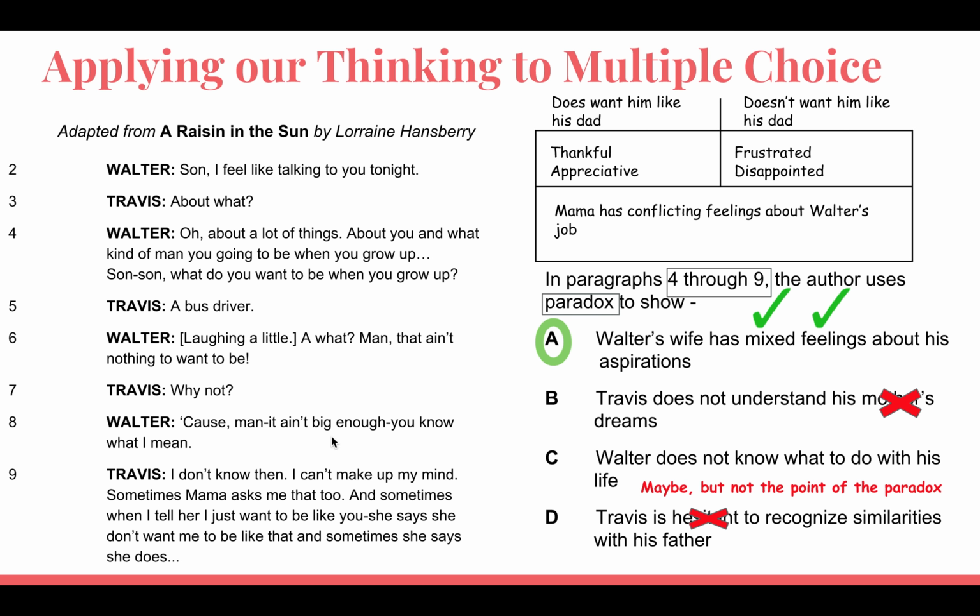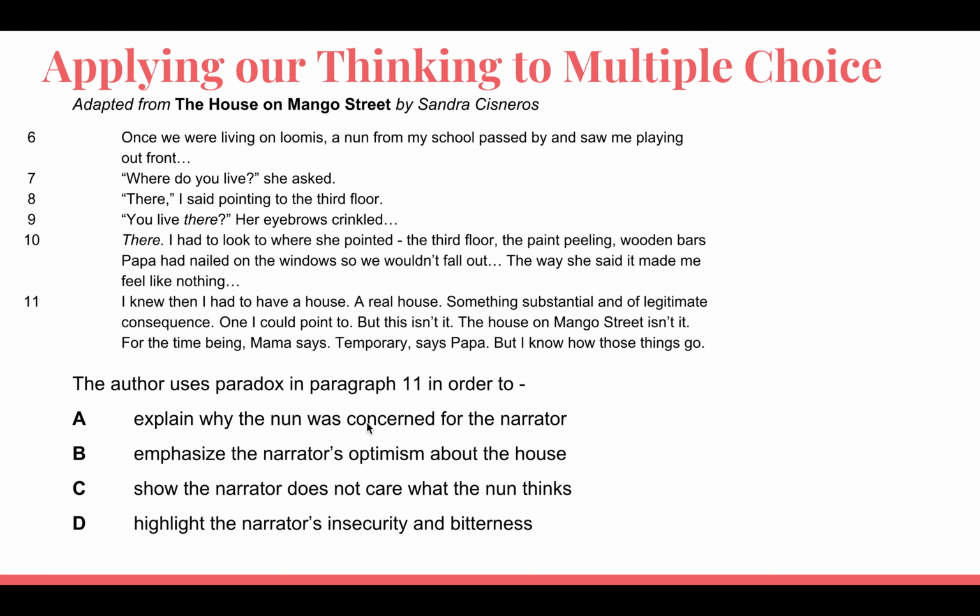All right, let's look at that second multiple choice question. The House on Mango Street is the story that this comes from, and we're going to go ahead and see that the author is using a paradox in paragraph 11 to do something. So I'm going to go to paragraph 11.